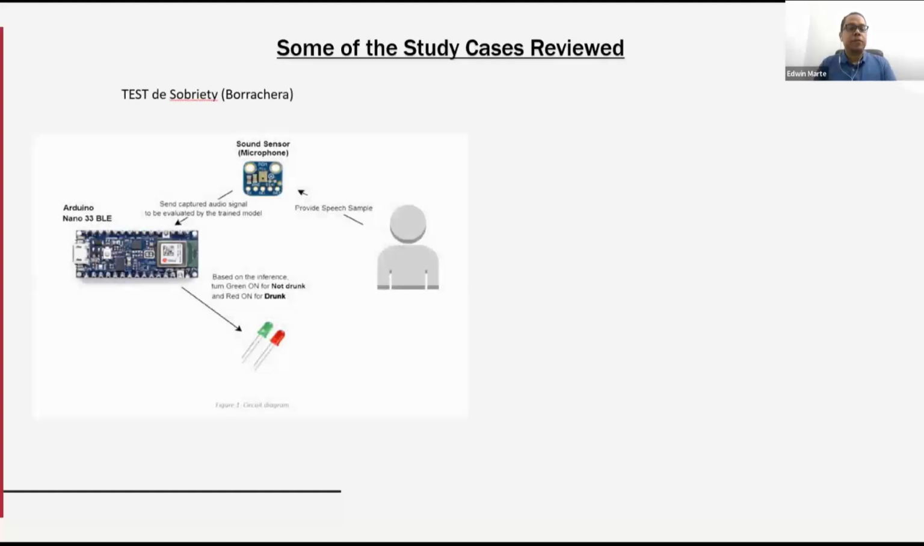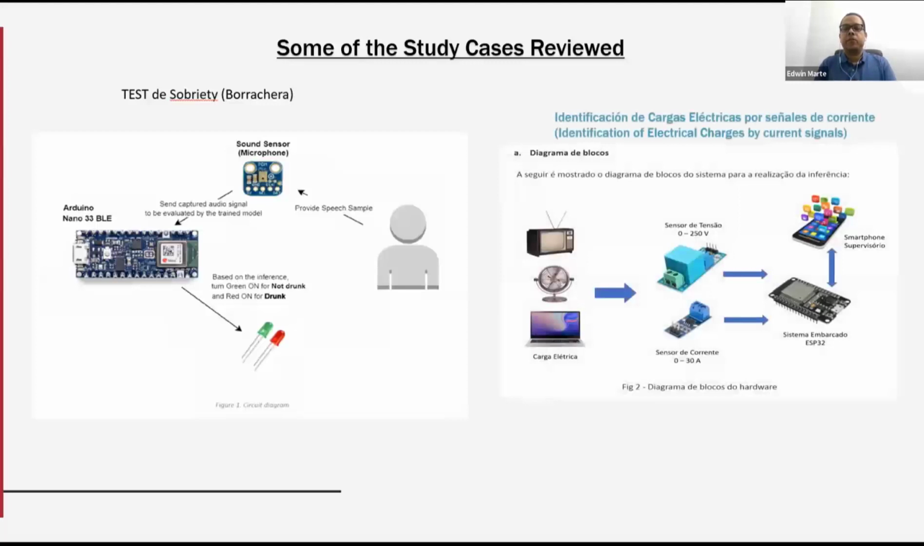We also reviewed a sobriety test, in Spanish, borrachera. It would say if people were drunk or not using 2 legs. And for the electrical side, we reviewed a project for identification of electrical loads by current signals, using electrical sensors to measure the current. All of the projects were using Edge Impulse.